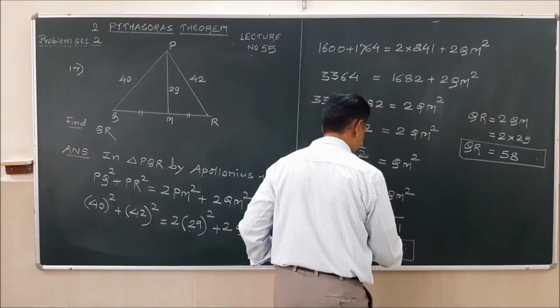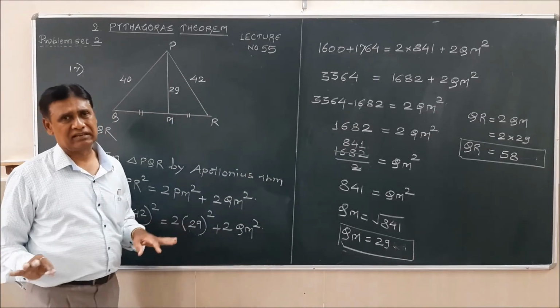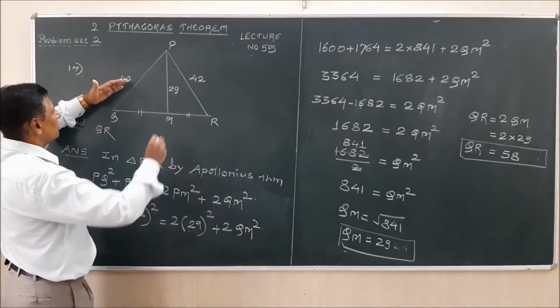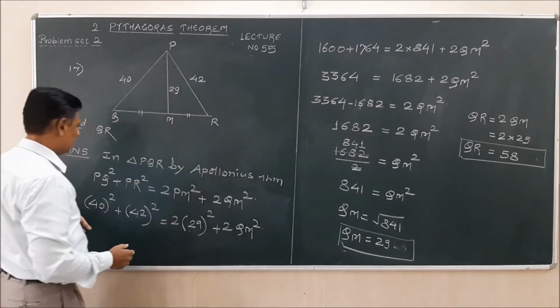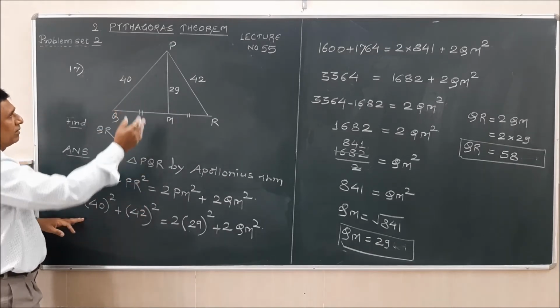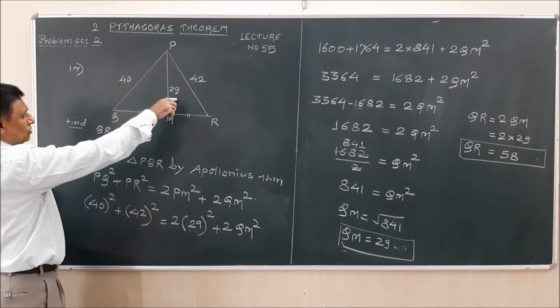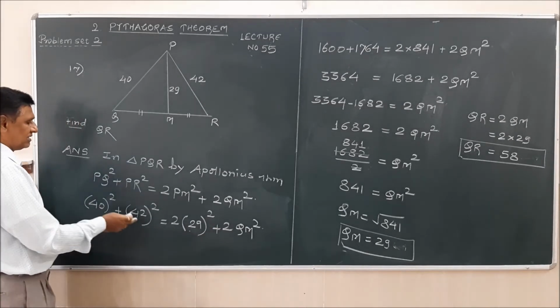One and the same. This is Apollonius theorem. Only the big numbers are there. That's all. So PQ square plus PR square is equal to twice QM square plus twice PM square. So 40 square PQ, 42 square is equal to 2 into 29 square plus 2 into QM square. 40 square 1600.